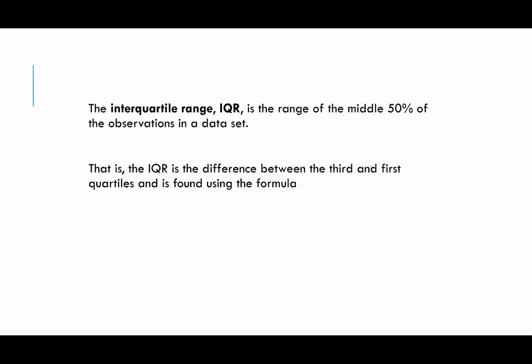So related to that is something called the interquartile range. This is the range of the middle 50% of the observations in the data. We're going to call this the IQR. And to find the IQR, it's just the difference between Q3 and Q1. So IQR is Q3 minus Q1.